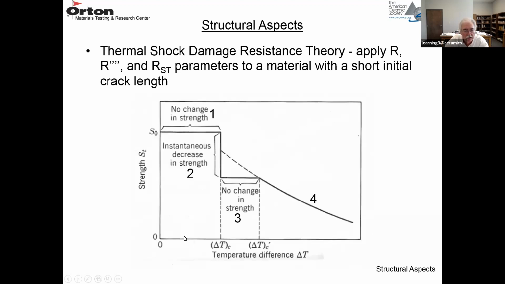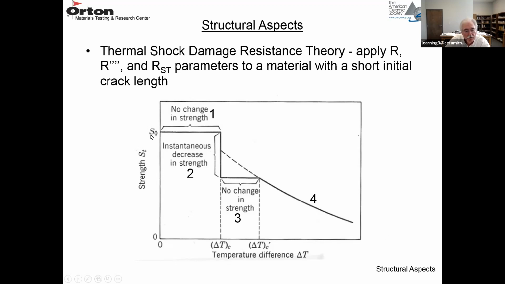Since crack length is proportional to strength, as we saw through the Griffith equation, you can plot strength versus delta T. And this is something that you can measure rather easily. You can thermally shock samples at different delta T's and measure their strength. And you'll get plots that look like this.